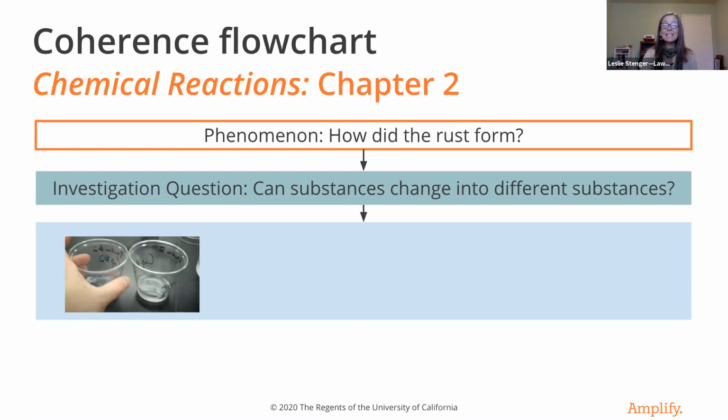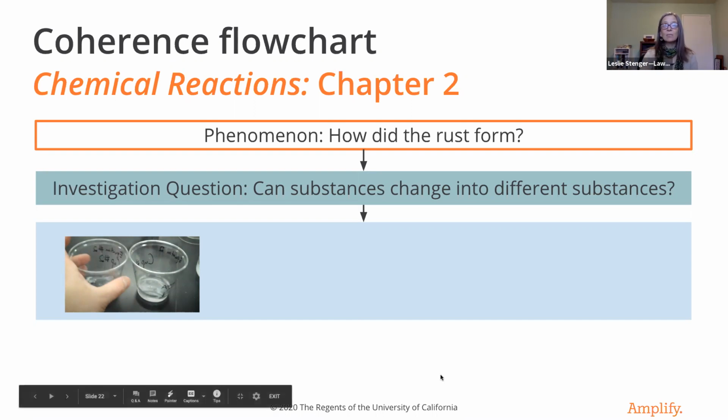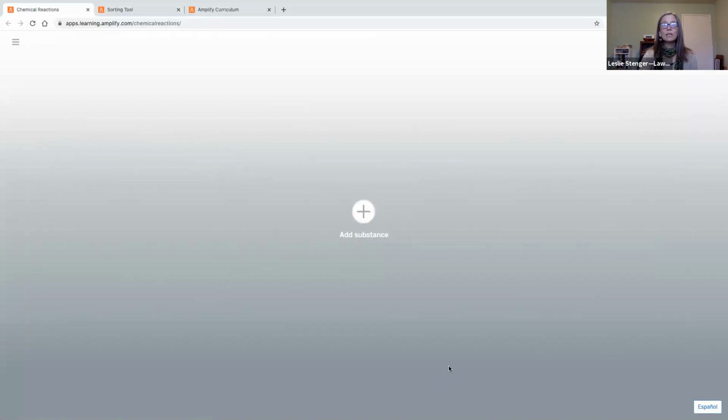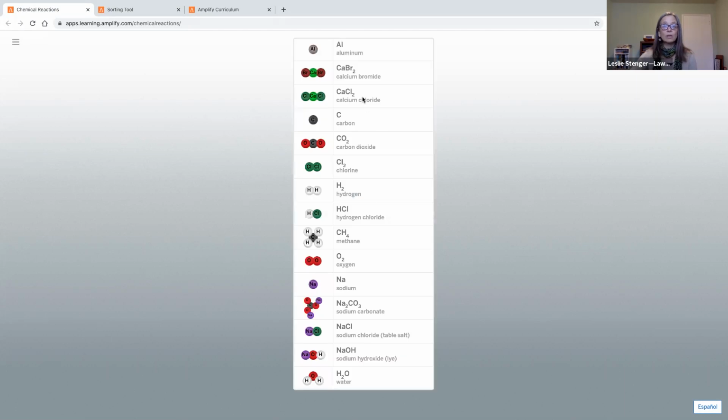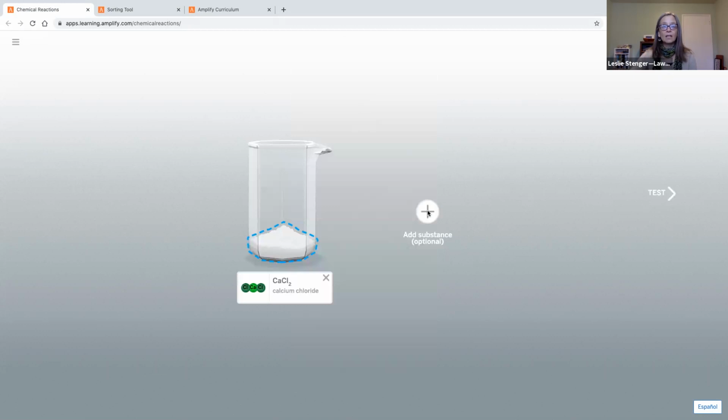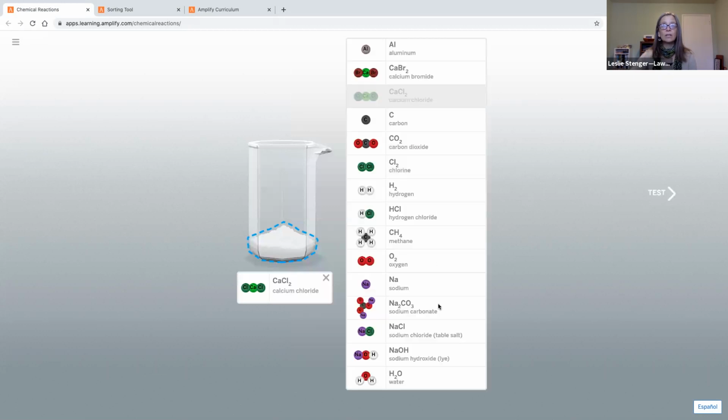So next, they use a digital simulation to test combining those same substances and to observe what happens at the atomic scale. So I'm going to jump over here into the chemical reaction sim that we have in Amplify Science. All of our units in middle school have a simulation that students use. And so we're going to combine the same two substances. So I'm going to get calcium chloride and sodium carbonate.